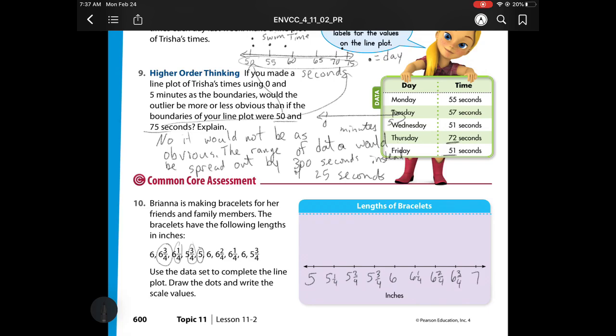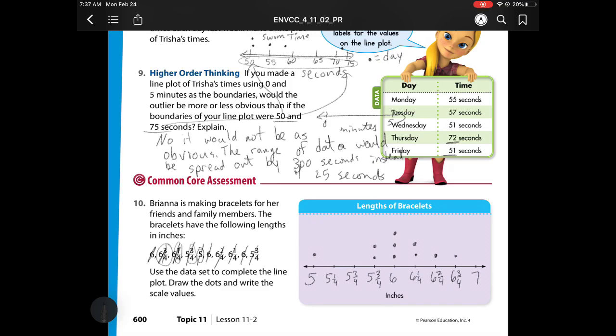So now let's plot our dots. So we have a 6. We have a 6 3/4. We have a 6 1/4. We have a 5 3/4. We have a 5. We have another 6, so another dot on top of it. We have a 6 2/4. We have another 6 1/4. We have another 6, and we have a 5 3/4.